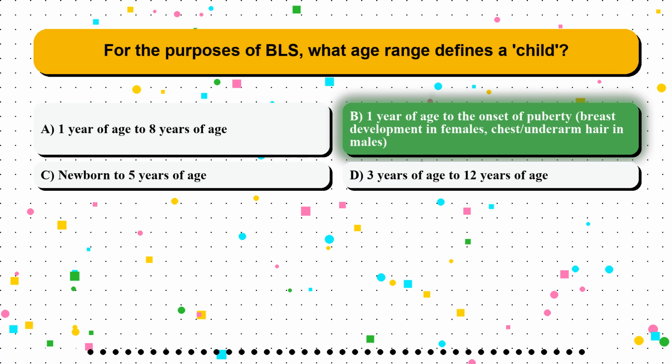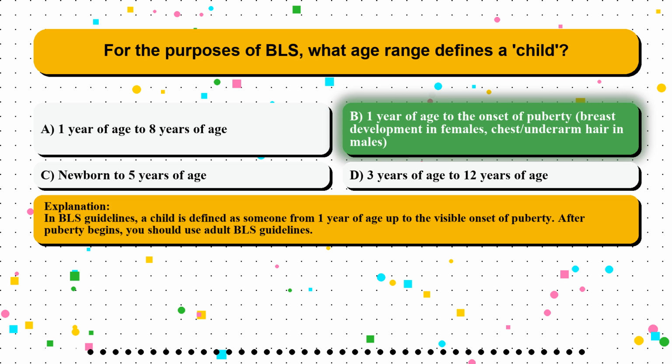The correct answer is option B, 1 year of age to the onset of puberty, breast development in females, chest/underarm hair in males. In BLS guidelines, a child is defined as someone from 1 year of age up to the visible onset of puberty. After puberty begins, you should use adult BLS guidelines.